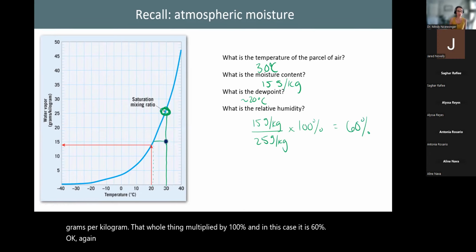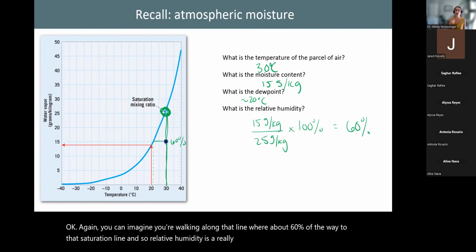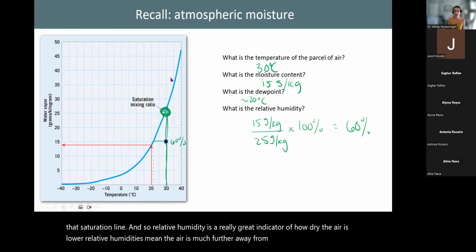Again, you can imagine you're walking along that line. We're about 60% of the way to that saturation line. And so relative humidity is a really great indicator of how dry the air is. Lower relative humidities mean the air is much further away from that saturation line.